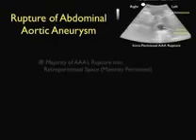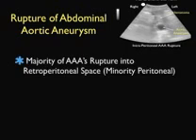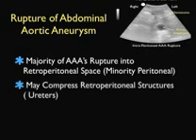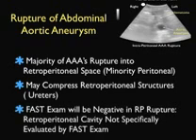Let's now discuss rupture of an abdominal aortic aneurysm. The majority of AAAs will rupture into the retroperitoneal space, an area that's difficult to see with sonography. Unfortunately, it's a minority of those that will rupture into the peritoneal space where we can actually see them easily with bedside sonography. If a AAA does rupture into the retroperitoneal space, it can compress retroperitoneal structures such as the ureter and may be mimicking a kidney stone in an older patient.